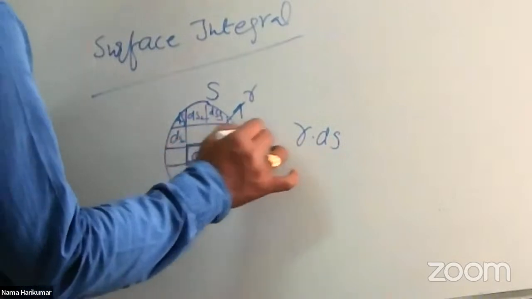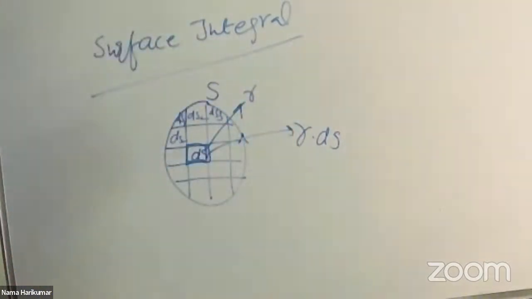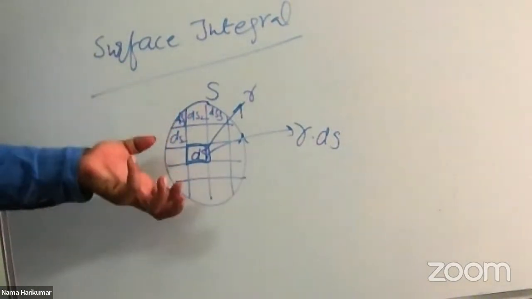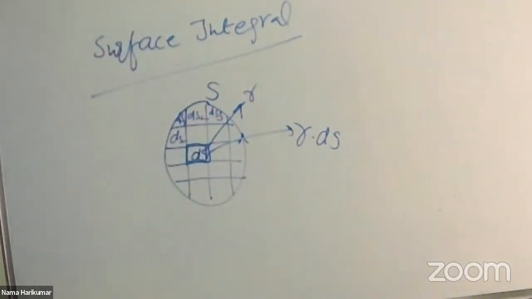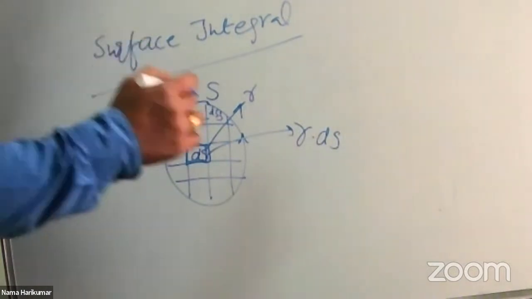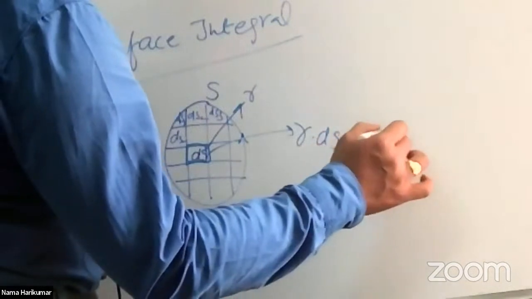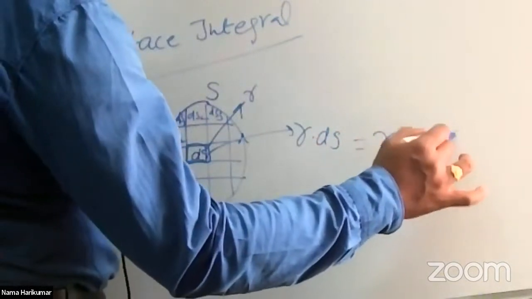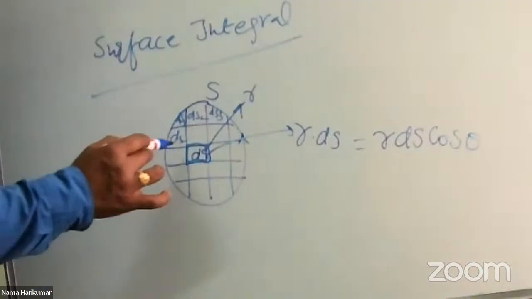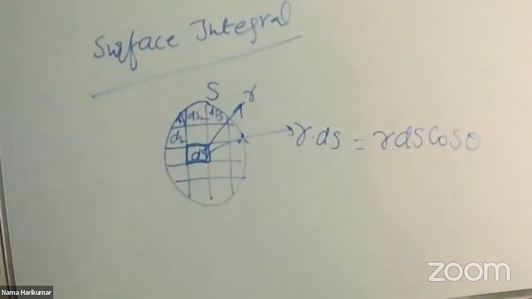Okay, these are r dot dS. So a number of r dot dS is a formation of S. S is the surface. So r dot dS is equal to r dS cos theta. Okay. So how can we form the theta angle in this dS and r system?